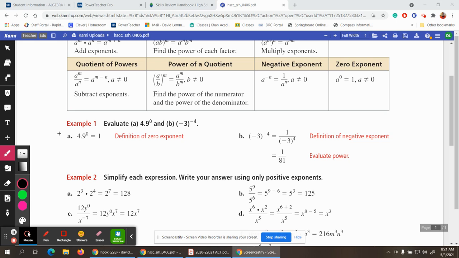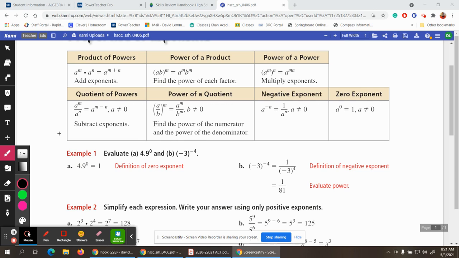What is the definition? Right. Evaluate. Why is it 1? Because the definition of a 0 exponent, which is this right here, right? Anything raised to the power of 0 is 1, okay? Anything raised to the power of 0 is 1 as long as a is not 0. So anything raised to the power of 0 is 1. Negative 3 to the negative 4.